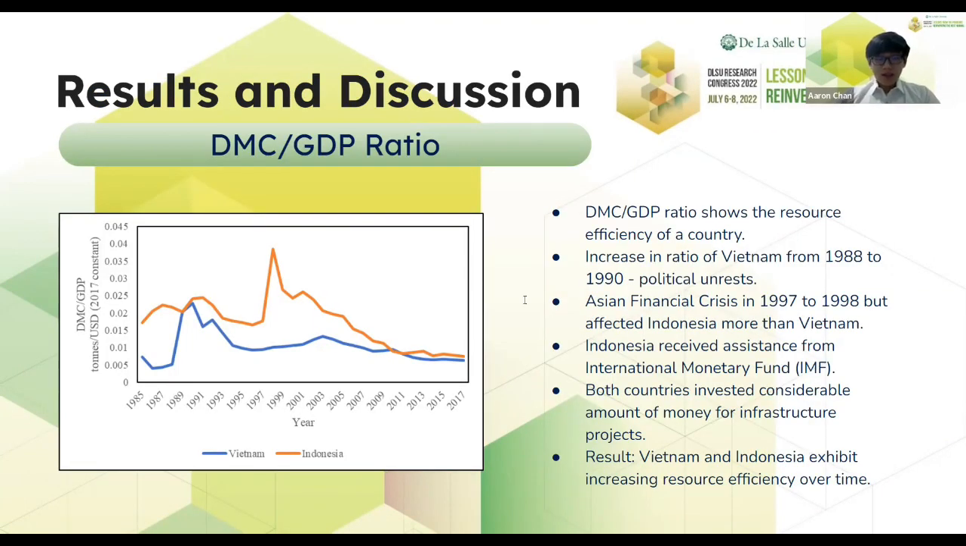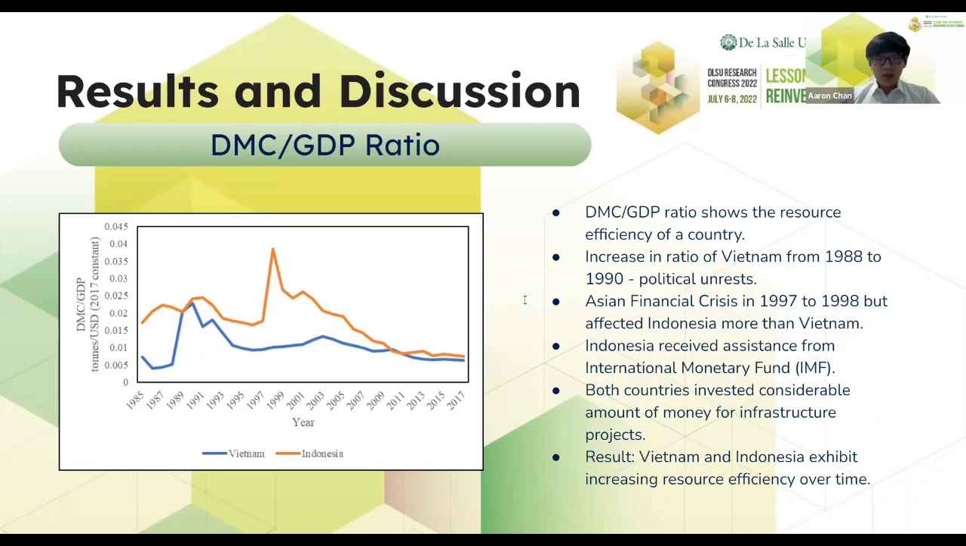The DMC per GDP ratio illustrates the efficiency of resource use in an economy. The lower the ratio is, the more efficient the economy is in its resource utilization. As can be seen in the line chart, there is a sudden spike in Vietnam from 1988 to 1999. This is mainly due to the political unrest that Vietnam has undergone. For instance, the Battle of Spratly Islands, the collapse of communist power in Europe, and the dissolution of the Soviet Union all directly and indirectly influenced the economic performance of Vietnam. However, as Vietnam experienced economic reform, the efficiency of material use gradually increased.